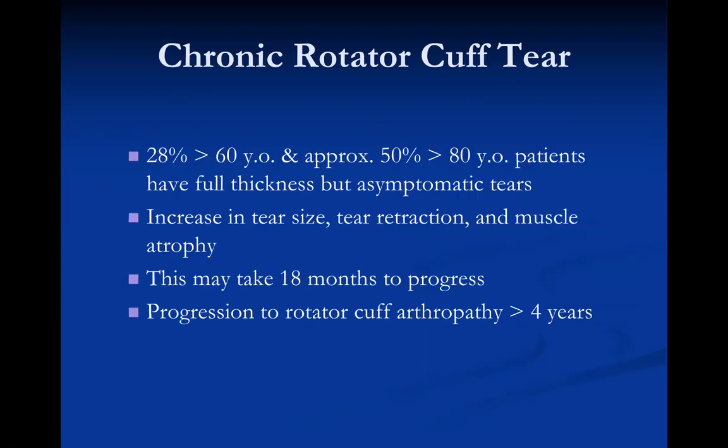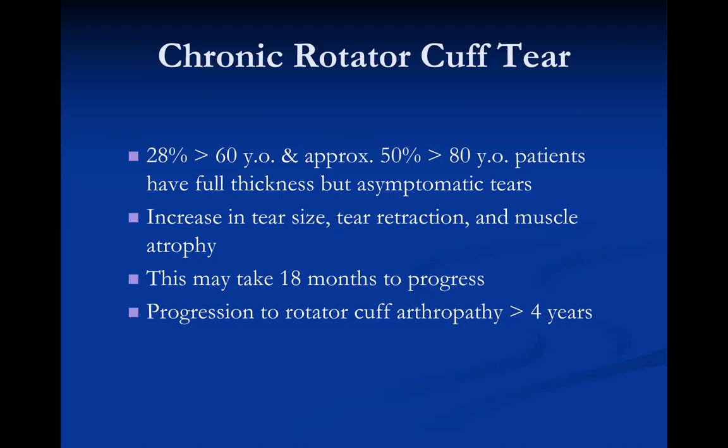Chronic rotator cuff tears, these are tears that develop typically slowly over time. There's a very high incidence of these type of tears. Over 60 years old, at least 28%, and maybe half of people over 80 years old have rotator cuff tears. Many of these are not symptomatic tears, even if they're full thickness tears. The groupings of muscles around the shoulder often have been able to adapt.